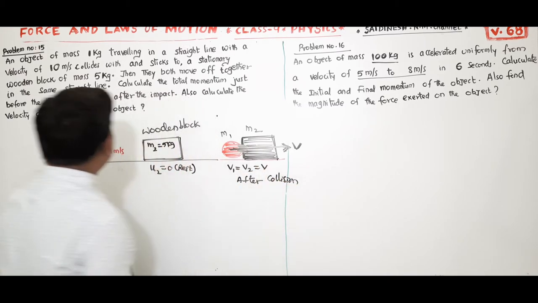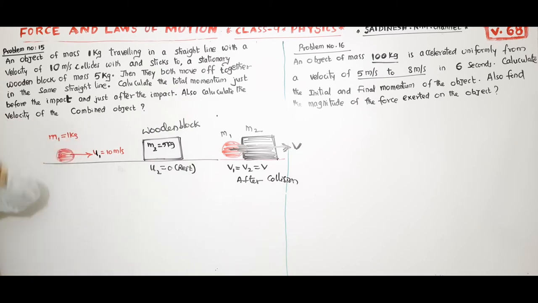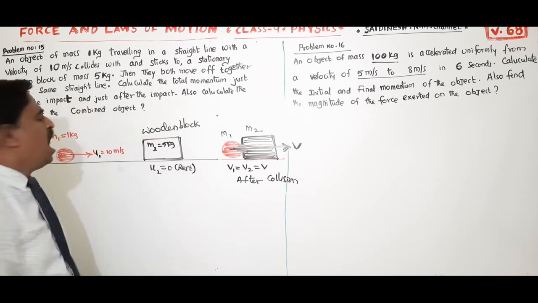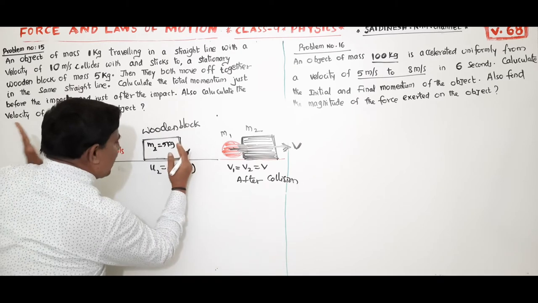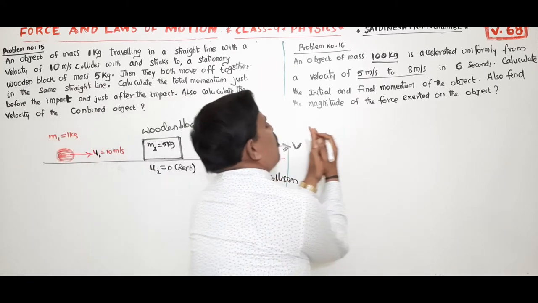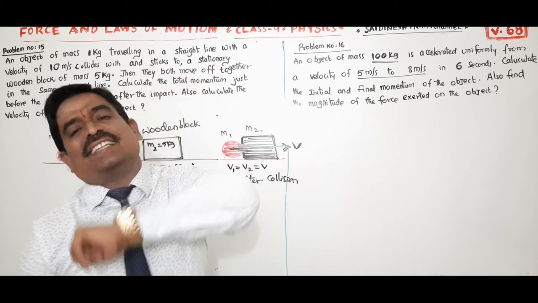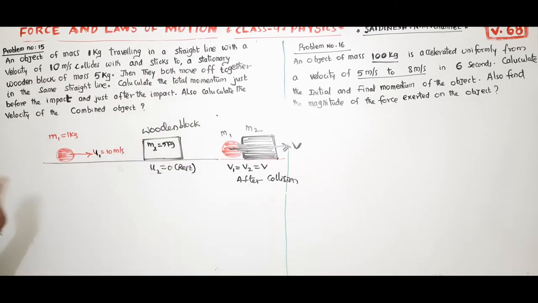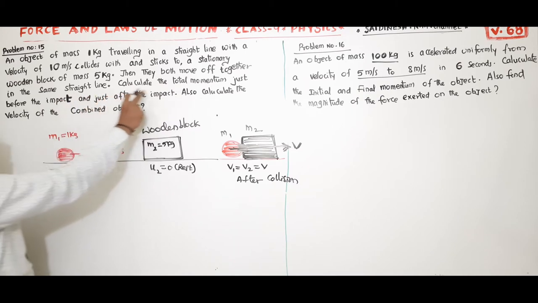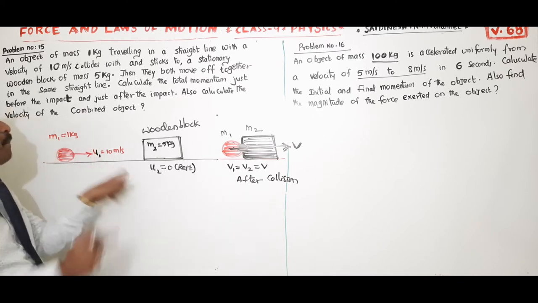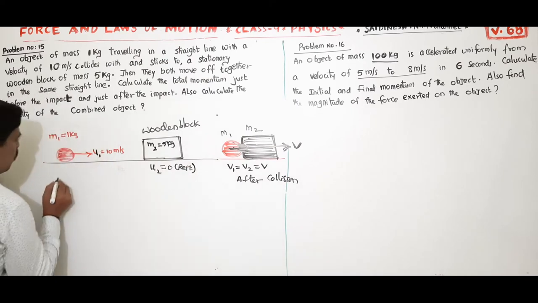After collision. Now please listen. Mass of the first body is 1 kg, its initial velocity is 10 meter per second. Mass of the wooden block is 5 kg, initially at rest, so initial velocity 0. When this ball strikes the wooden block, after collision they stick together and move combinedly with the same velocity. What is the combined velocity they are asking? Now please listen. They are asking to calculate the total momentum just before the impact. Total momentum means momentum of the first body plus momentum of the second body.